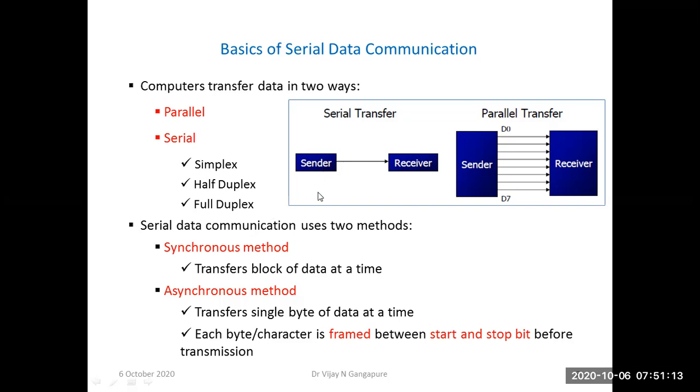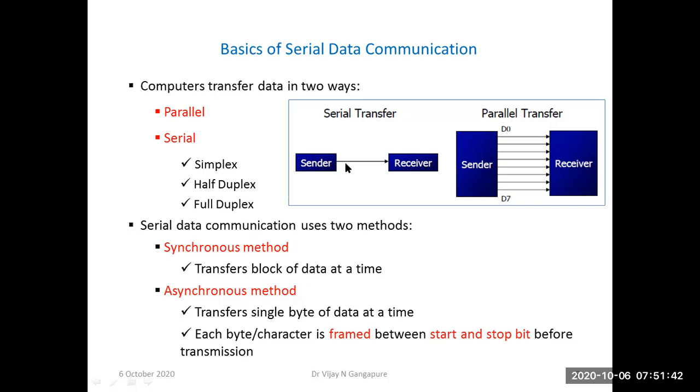Okay, so that is a difference between serial transfer and parallel transfer. So we are going to study serial data communication. Now we will concentrate on this part, that is serial transfer. This serial transfer between sender and receiver could be of any one of these three types. First is simplex, second is half duplex, and third is full duplex.